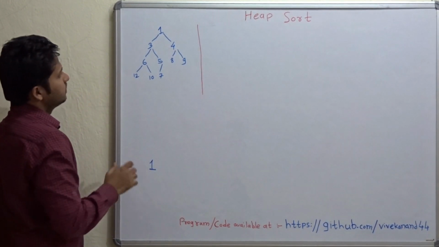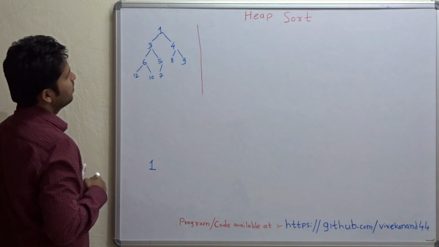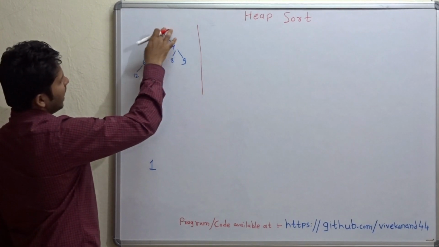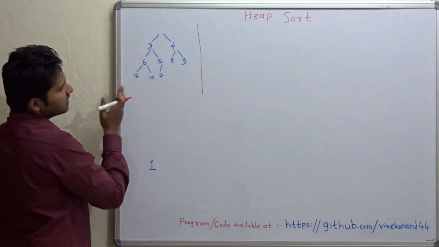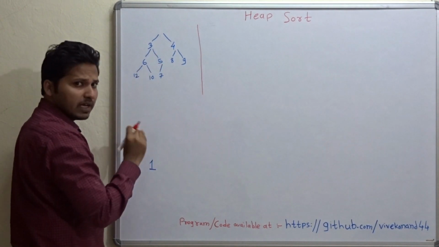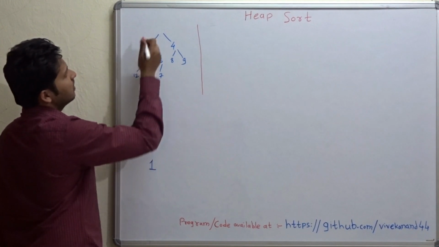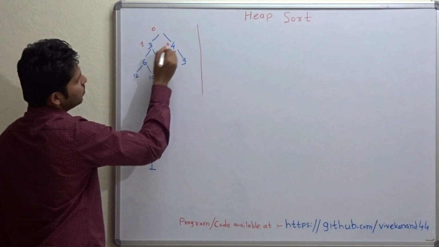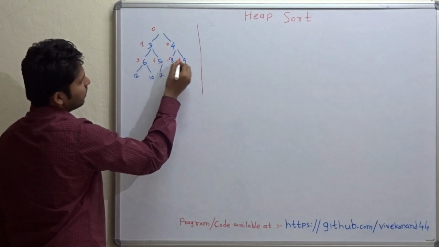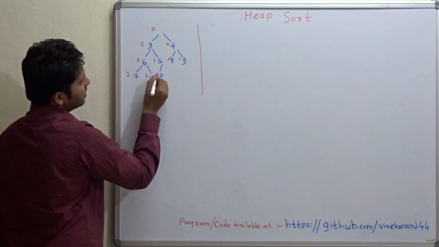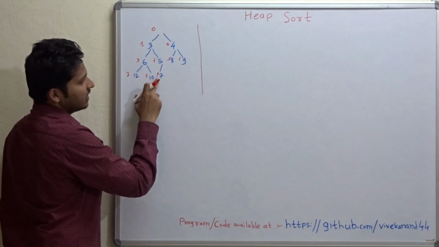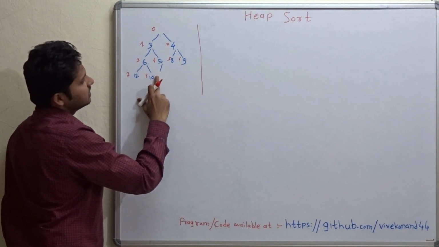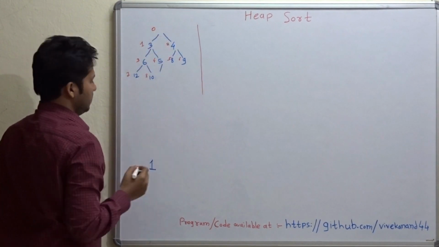Now the method is that we remove this 1 and replace this 1 with the last element in the tree. So what do you mean by last element? You must be remembering I had numbered this binary tree in this sequence 0, 1, 2, 3, 4, 5, 6, 7, 8, 9. So index 9 is the last element. So that is 7. So I will keep 7 here.